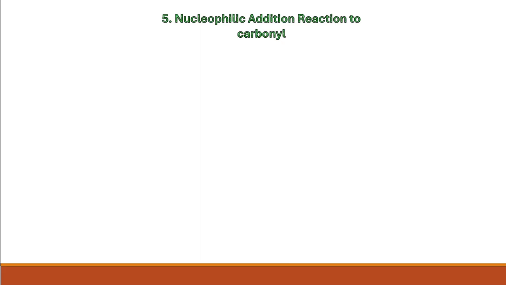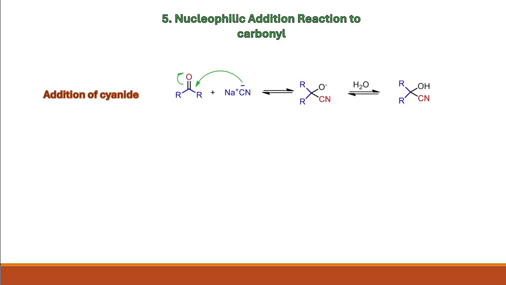Nucleophilic addition reaction to carbonyl. So when you have an aldehyde or a ketone, a nucleophile can add to the carbonyl group. This is a nucleophilic addition. This is different from the electrophilic addition that we found with the alkenes. We're going to see why we call this nucleophilic addition. Nucleophilic addition because here the nucleophile is the one that is going to attack the partially positive or electron deficient atom.